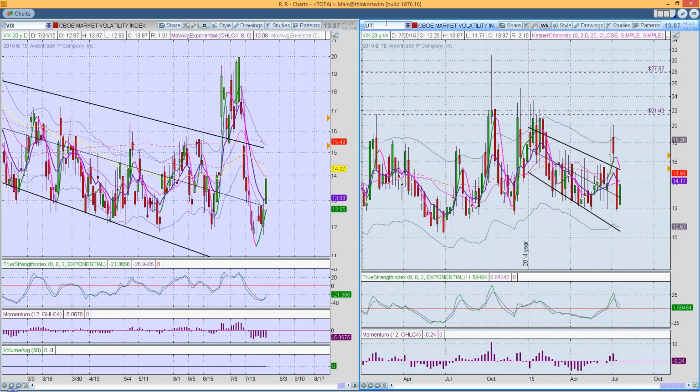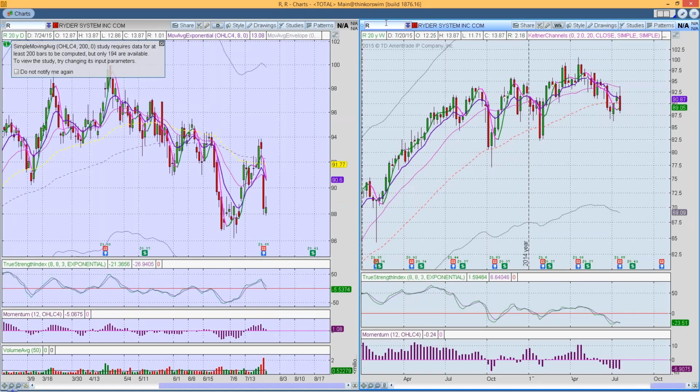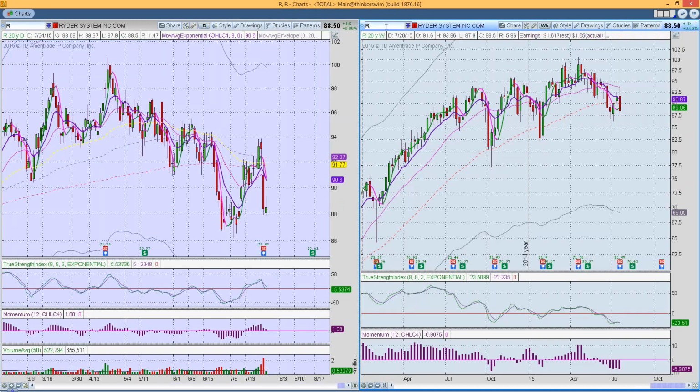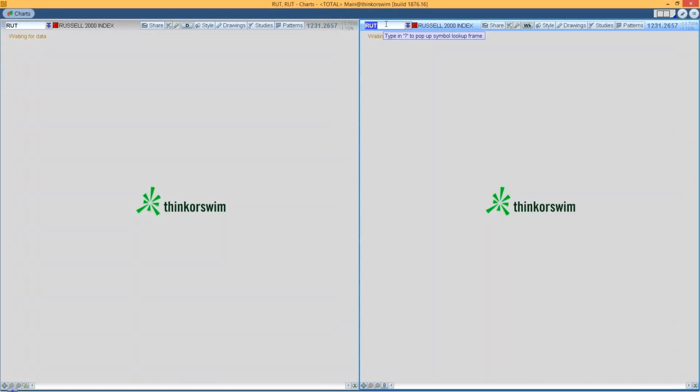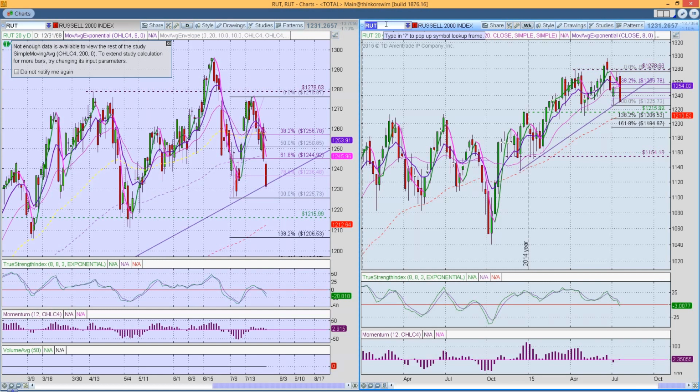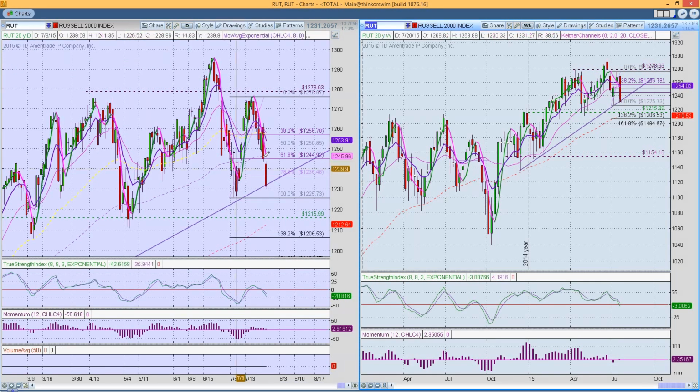Russell. There we go. So I think I left the, yeah, as you can see with the Russell, it has continued to fall lower. It is looking for a place to turn around. Will it turn around here and do a rebound?